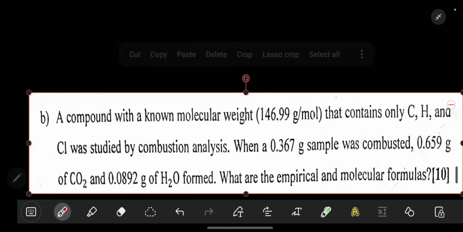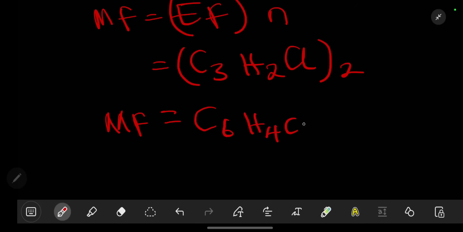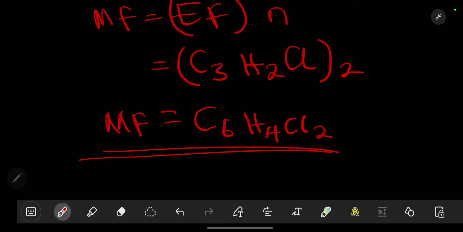So we are going to just multiply there. Our molecular formula should be equal to C6H4Cl2. This is the answer they expected to get the full 10 marks. Let's move on to our next question.